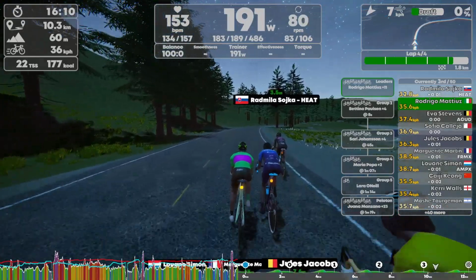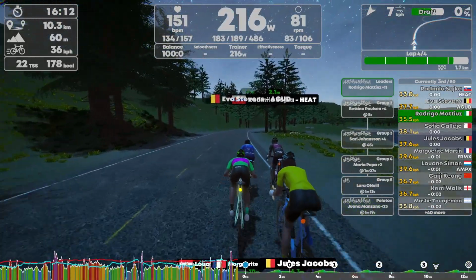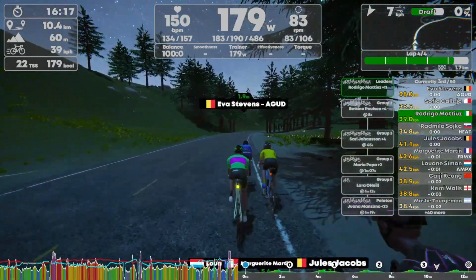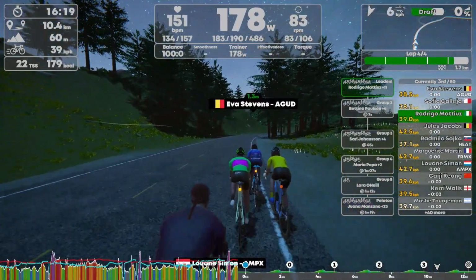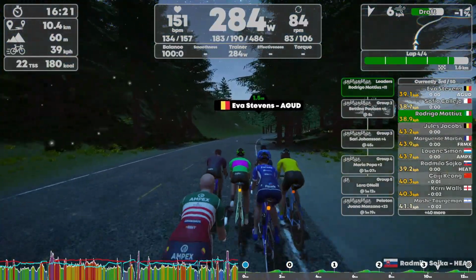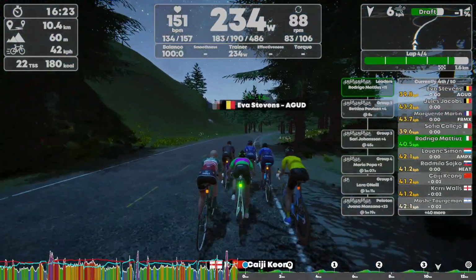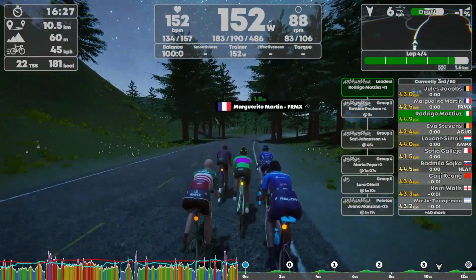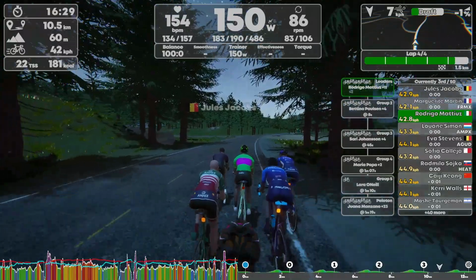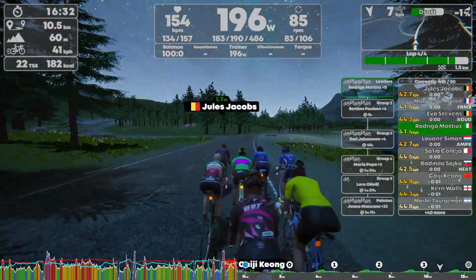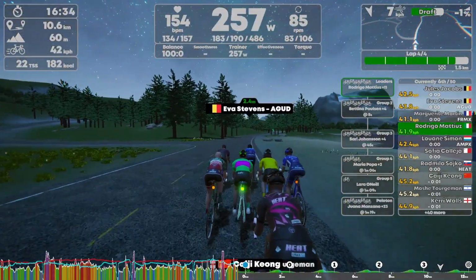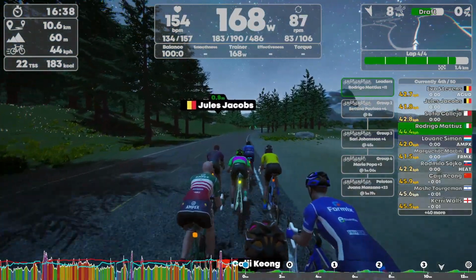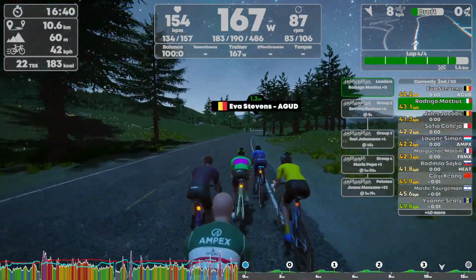Here we are again, all together. Now the group that has formed is a group of 12, and we have 8 seconds. We are 8 seconds ahead of a group of 5, which I don't think will come back to us at this moment. 1.6 kilometers to go. I'm staying really at the front here. I'm waiting for my attack. You can see bottom right, we are approaching the final hill.